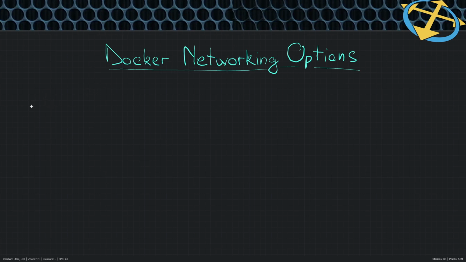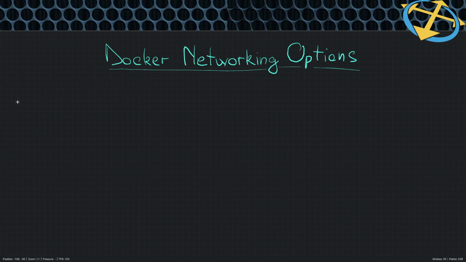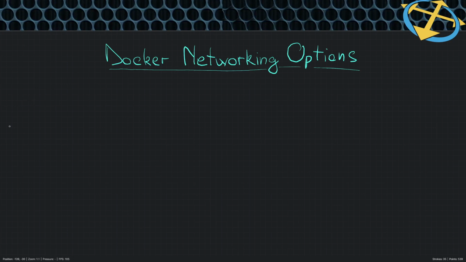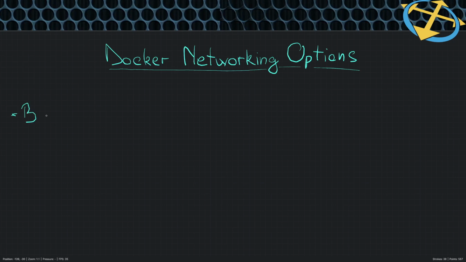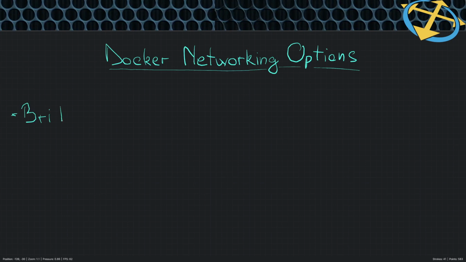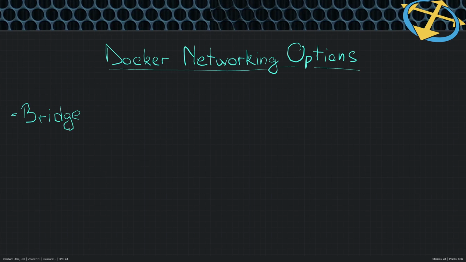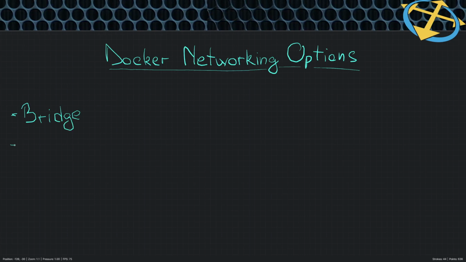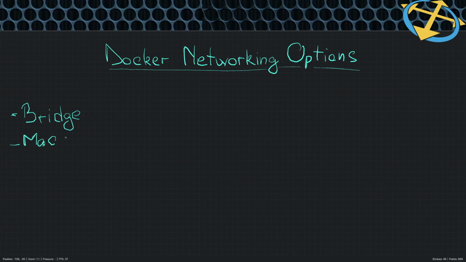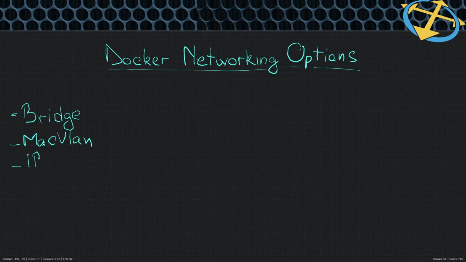the network types that you have in Docker, the ones that you've already seen in the official documentation. I'm talking about the bridge. These are actually network drivers available with Docker. So we have the bridge, we have the MACVLAN, and of course we have the IPVLAN.